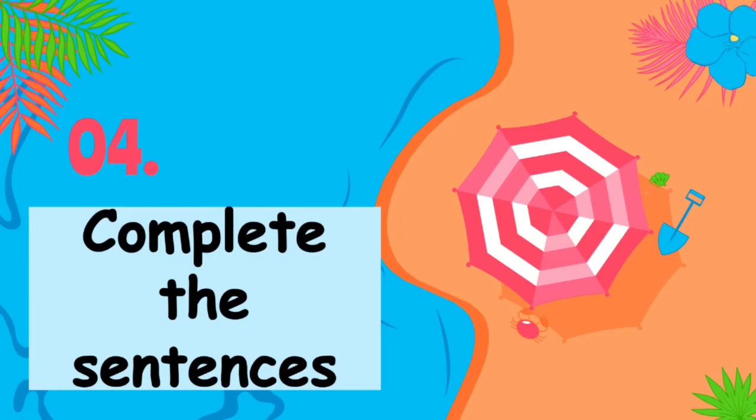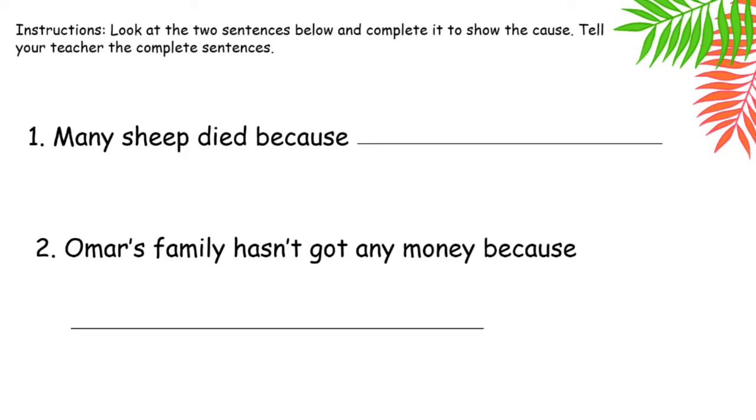The next activity, we are going to complete the sentences. So, here, let's read the instruction. Look at the 2 sentences below and complete it to show the cause. Tell your teacher the complete sentences. So, what you need to do is that you have to read the sentences here. There are 2 sentences here, first one and the second one. So you have to complete these 2 sentences according to the text. So you need to read the text again. But if you remember about the story, there's no need for you to read the text again.